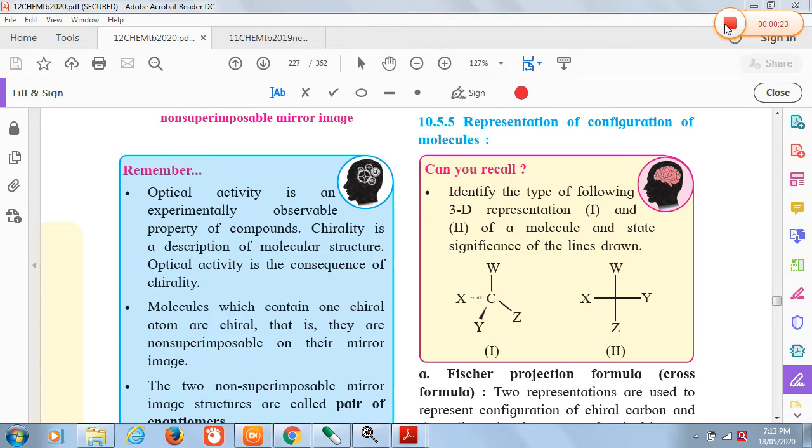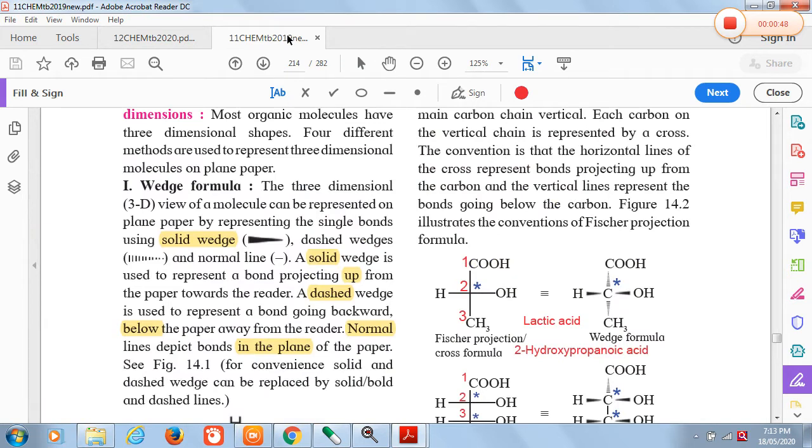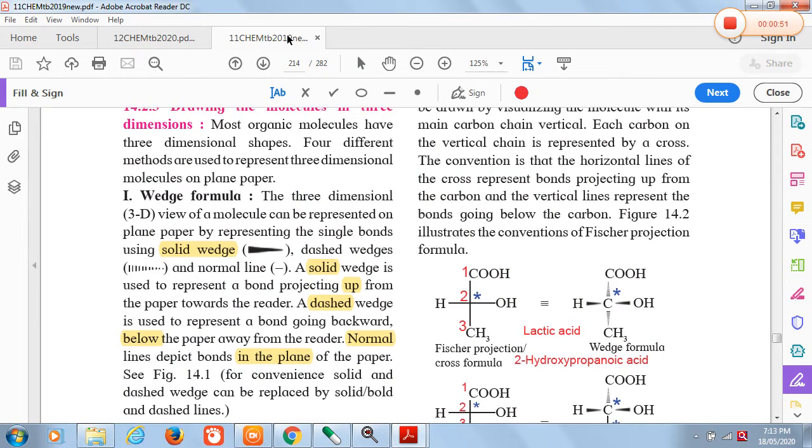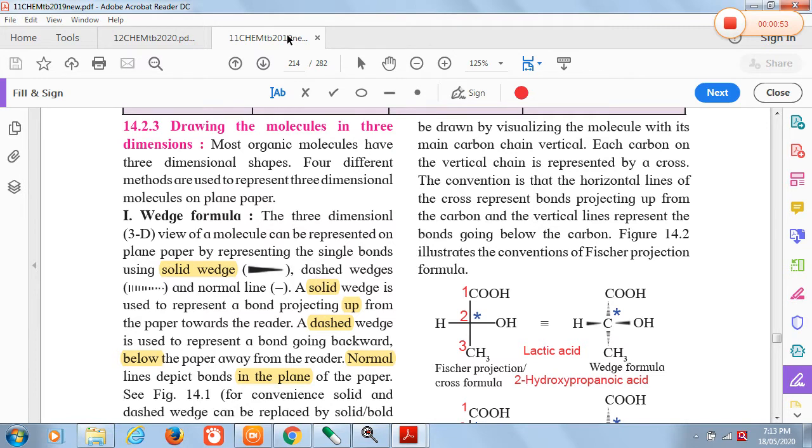Identify the type of following 3D representation of molecule 1 and 2 and state the significance of that lines. Can you remember? For that purpose, we go to our 11th standard and let us see what this structure or formula represents. So, how to draw the molecules in 3 dimension?